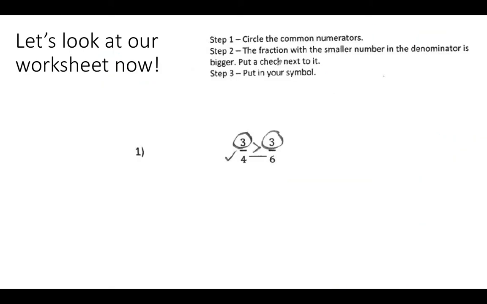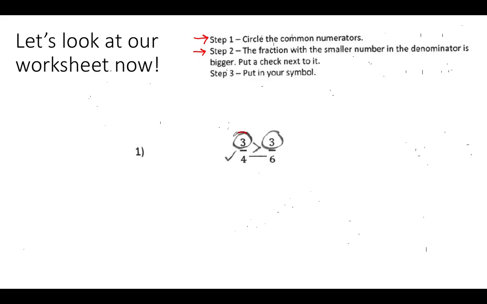So now let's look at our worksheet. In our worksheet, we're just going to be dealing with common numerators today. So step 1 is to circle those common numerators. And when we circle the common numerators, then we know that the fraction with the smaller number in the denominator is actually bigger. And we're going to put a check next to it.